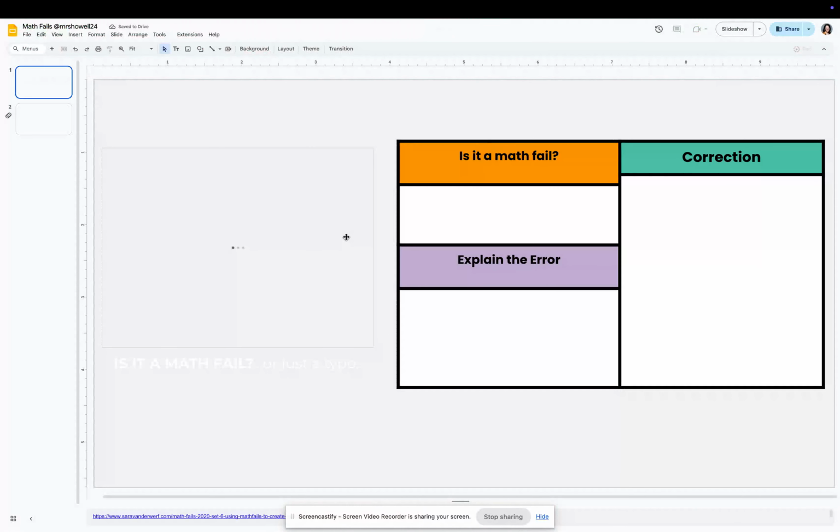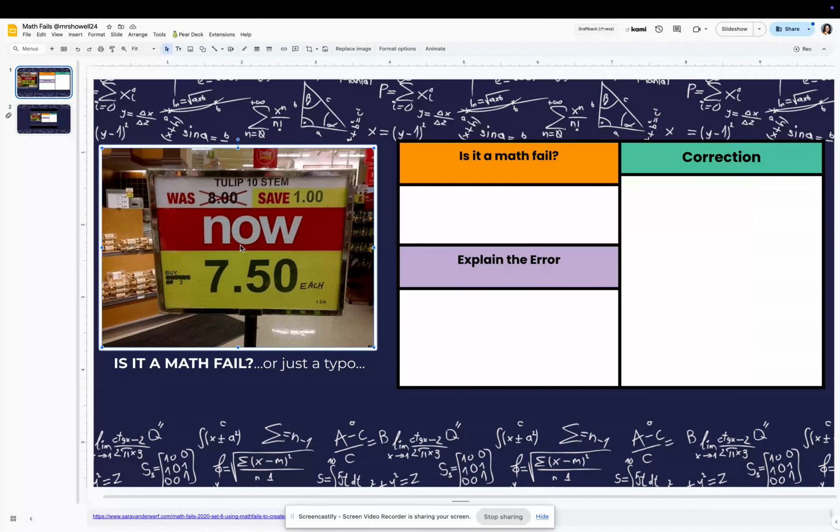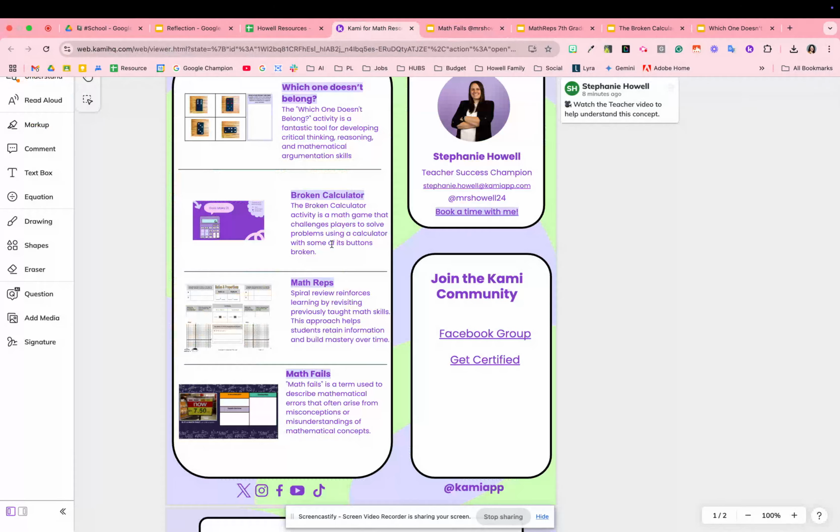With Math Fails, students are able to see a math sign and decide whether it actually failed, or is it just a typo? They have to think, is it a math fail? And they have to explain the error and how they would correct this sign. We make errors every single day, so you can just search these images online.